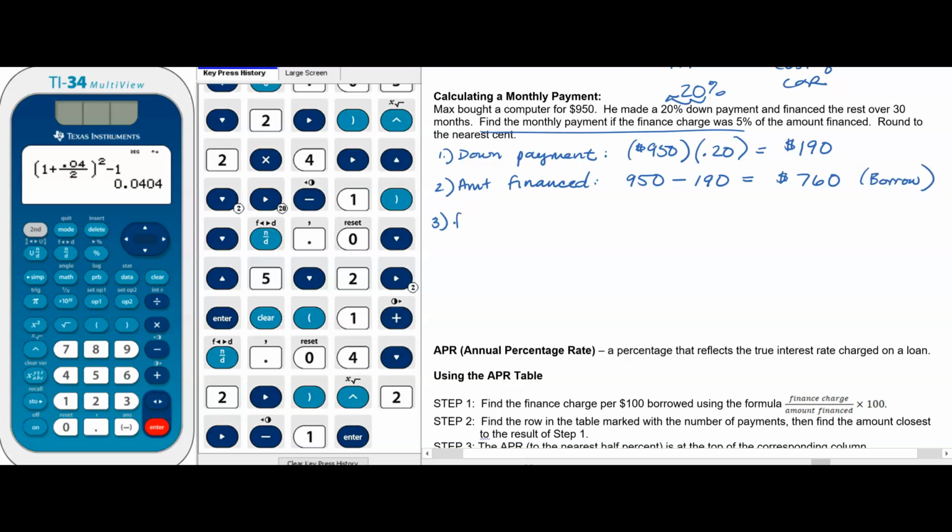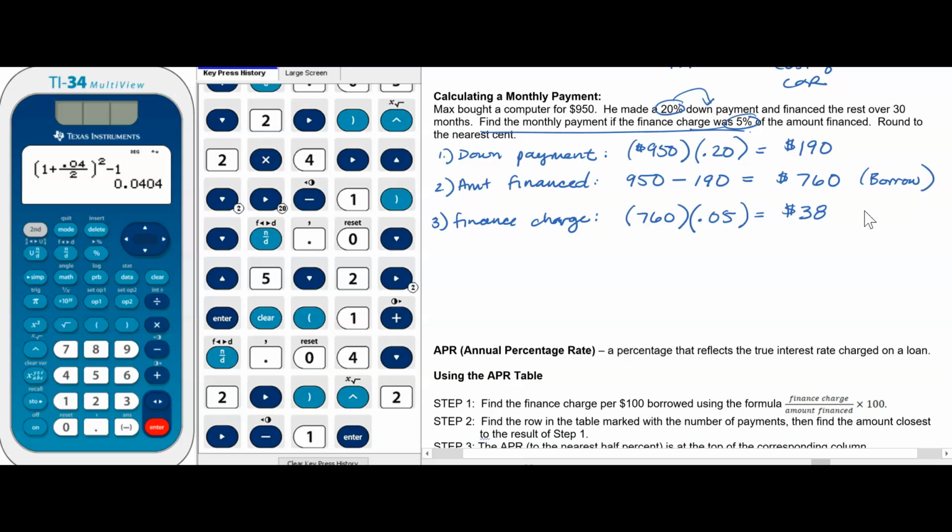And now we can find the finance charge, because we couldn't have found that until we actually knew how much he's borrowing. So the finance charge is going to be the amount financed, which is $760, times the percentage rate of the interest. Now this is where these problems can be tricky, because notice there's two percentages in this problem, and you've got to read really carefully. There's 20% and 5%. 20% is the down payment. The 5%, that's the finance charge. So I'm going to multiply 760 by 0.05, and that gives me $38.